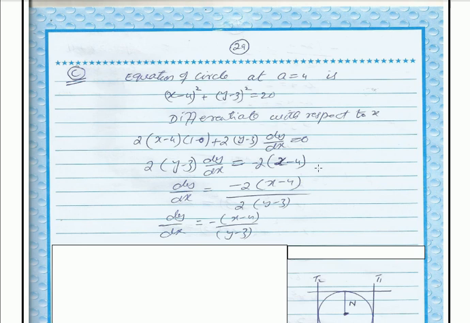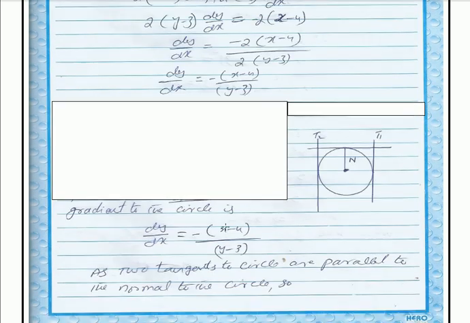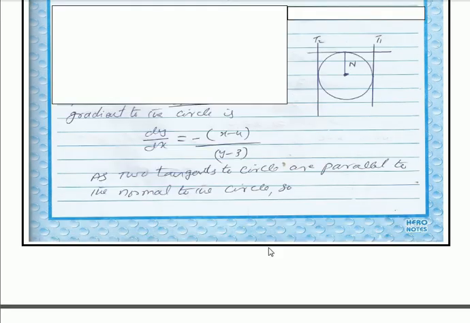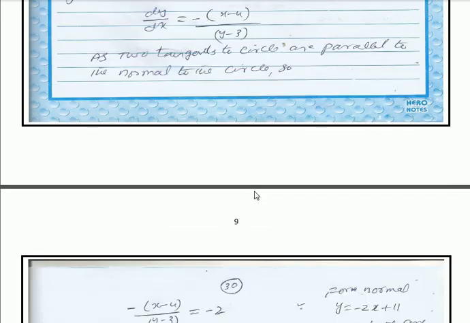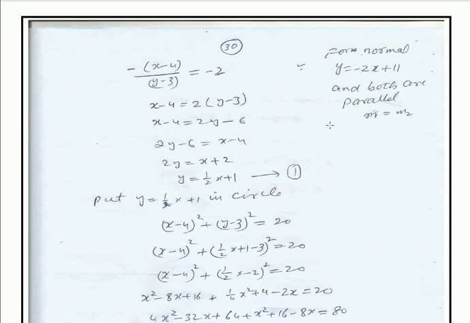By taking the derivative we can find the gradient of the circle. We get dy by dx equal to minus (x minus 4) over (y minus 3). As the two tangents to the circle are parallel to the normal to the circle, they have the same gradient. So minus (x minus 4) over (y minus 3) equal to minus 2, because of the same gradient due to being parallel. After simplification, we get y equal to 1 by 2 x plus 1.